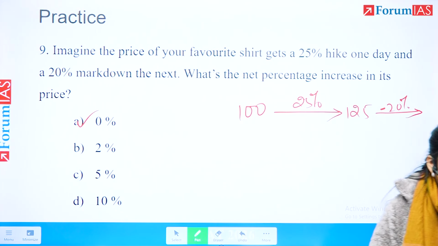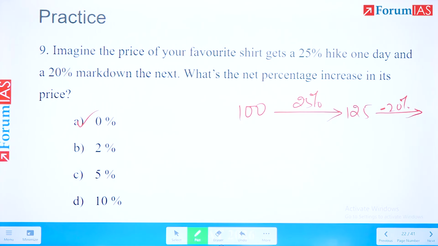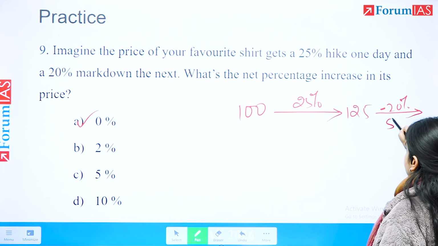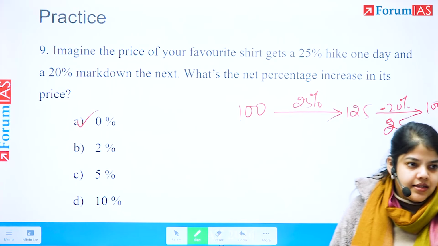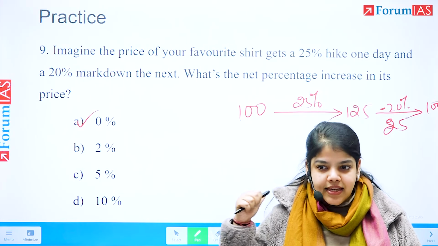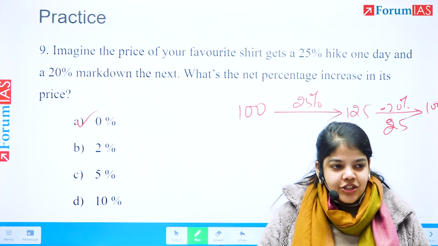20% of 125. हाँ. 20% of 125 was 25. So it becomes 100, 0%. Right? We solved like this yesterday. So questions can be solved either way.